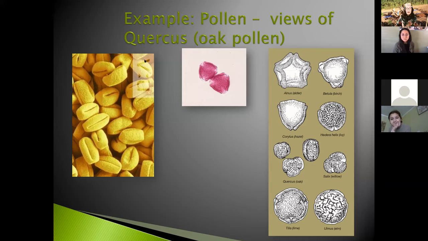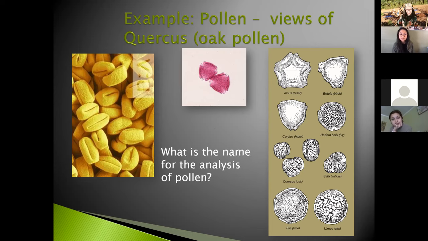So this one, this is Quercus. And so is this one, another species. And the reason I picked this one is that we have lots of oak species here in the western part of North America. And so we find this in lots of contexts. All right. Pollen, palynology. And again, the name for the analysis of pollen, palynology. So this has a more Latinized version of the name.